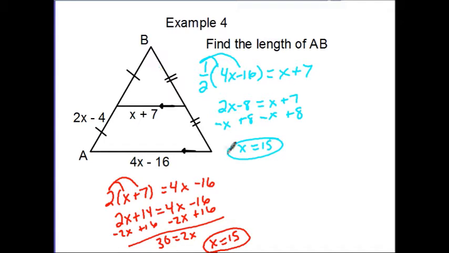Now we want to find the length of AB. So I'm going to take that 15 and plug it in. 2 times 15 is 30, minus 4 lets me know that this piece right here is 26. If this piece is 26, because it's a midpoint, this piece is 26 as well, which means that my full length of side AB is going to be equal to 52.